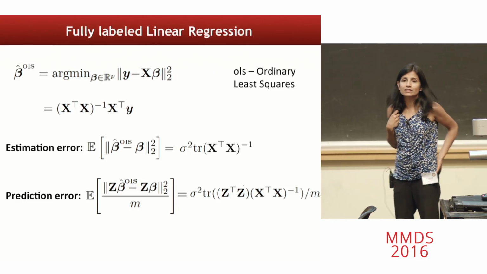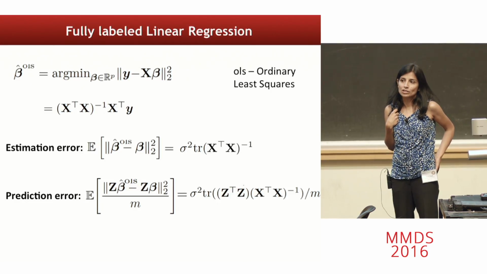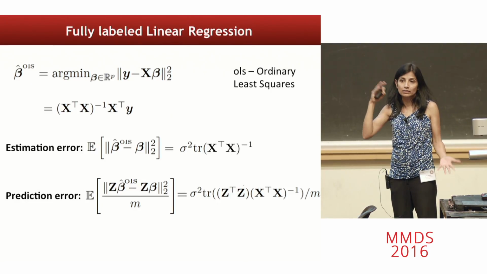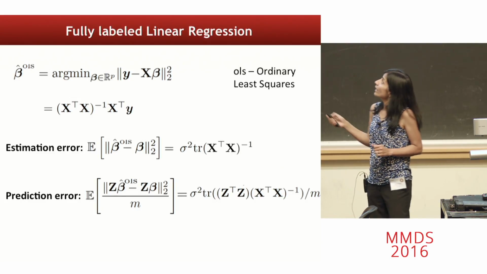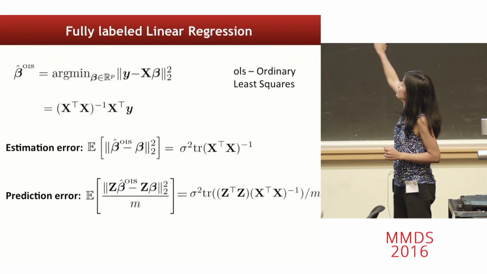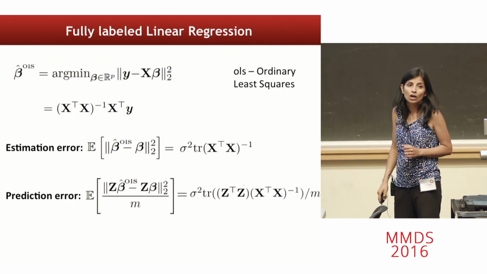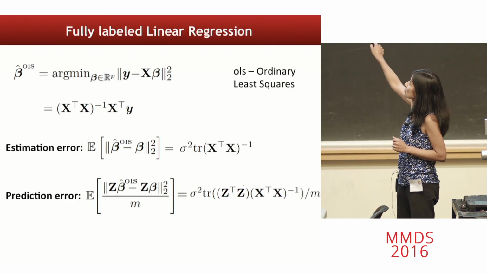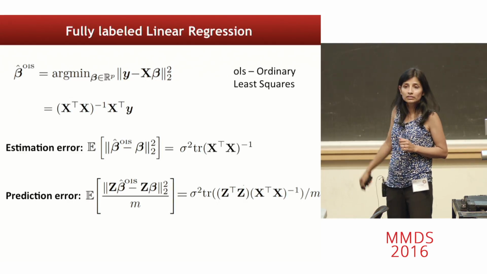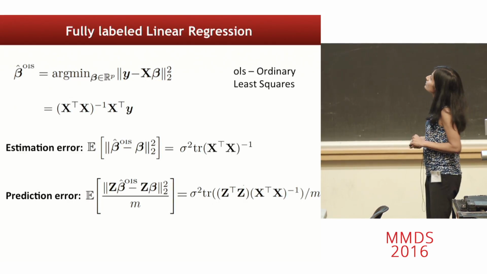All right, so let me first say what is possible with the fully labeled setting. Suppose I did have access to all the n labels. Then the standard solution, which is just the least squares solution, the beta vector which minimizes my fit of a linear fit to the y's, is given by the pseudo inverse of x times y. So it's the standard OLS solution.